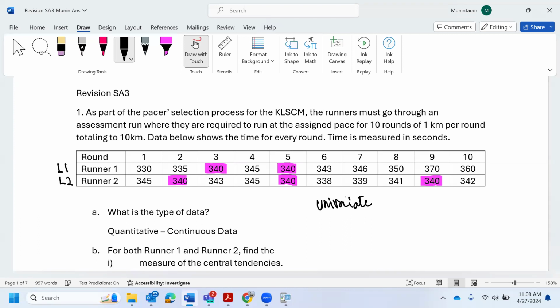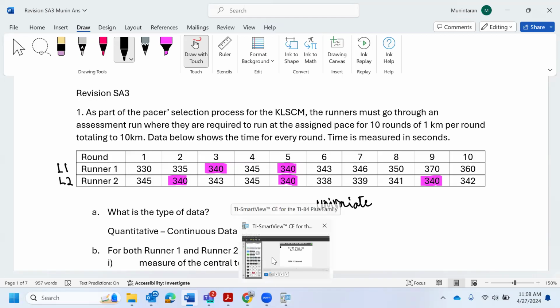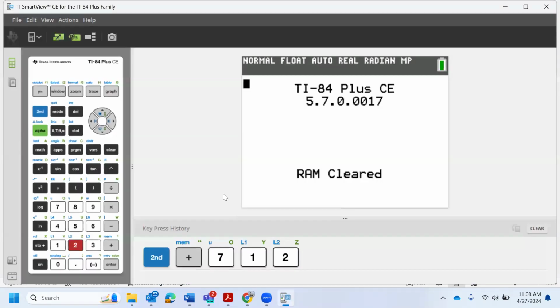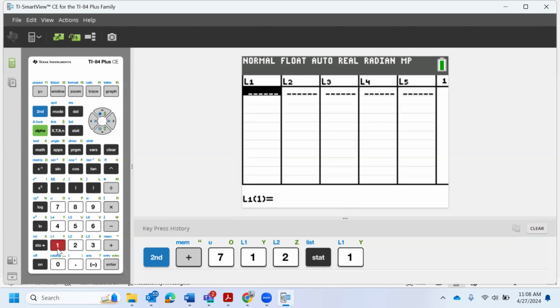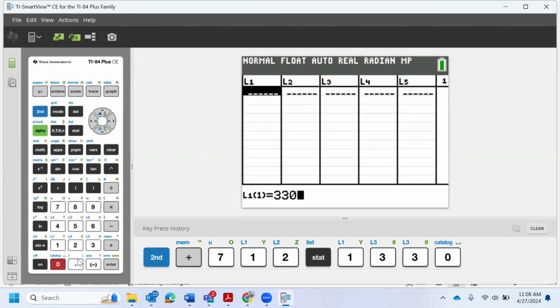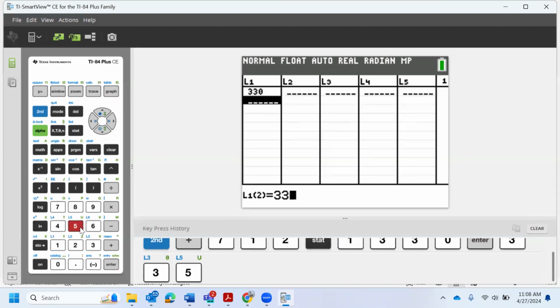We are not finding the relationship between runner 1 and runner 2; we are just looking at them independently. The reason I put L1, L2 is to save our time. So press stat, go to edit. I think by now all of you should be very good at it. Never mind, let's show this. First round 330. Second is 335. Okay, 340.